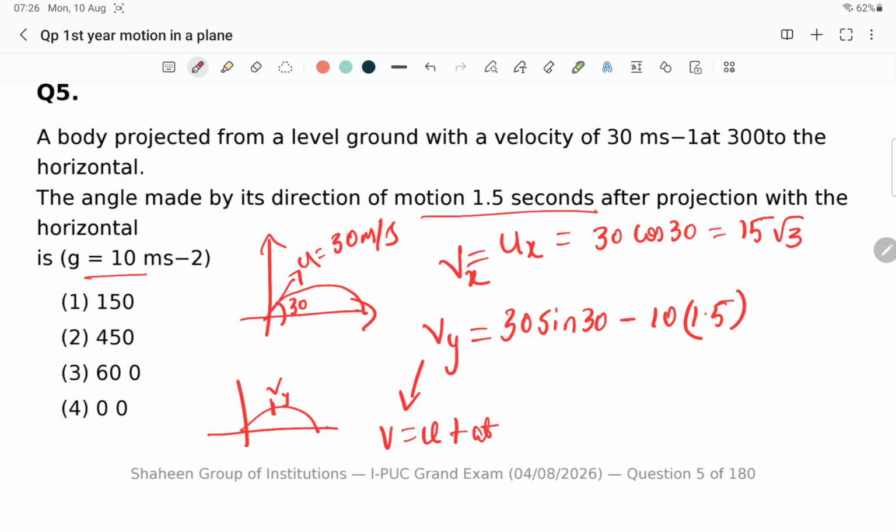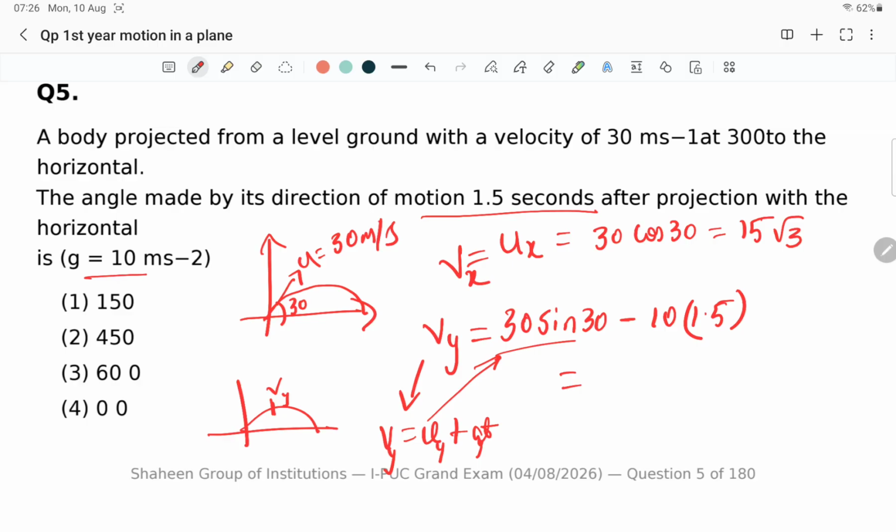Okay, so v equals u plus at, we have used to find this. To be honest, we have used Vy equals uy plus ay t, the component form of v equals u plus at. Once you get that, we have substituted uy as u sine theta, ay is minus g, and t he has told 1.5 seconds, so we have taken 1.5.